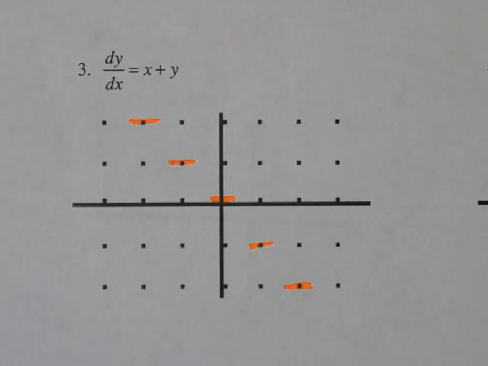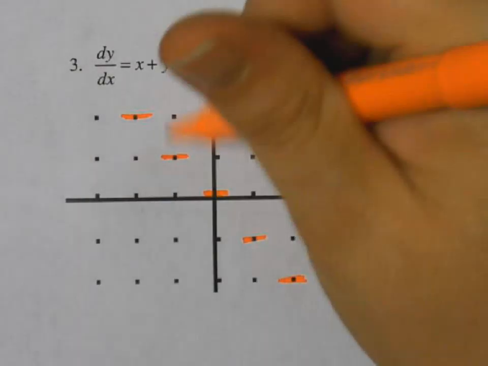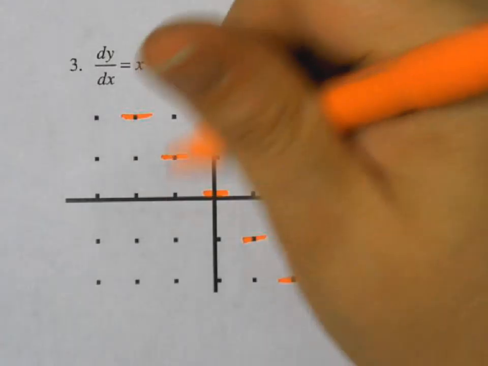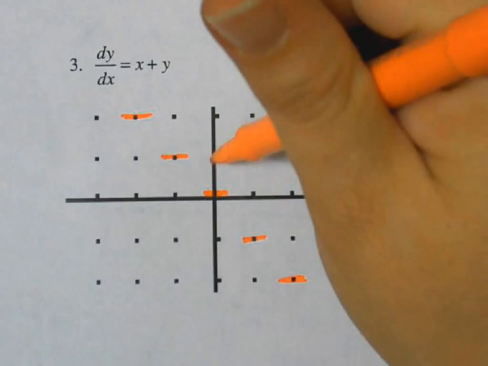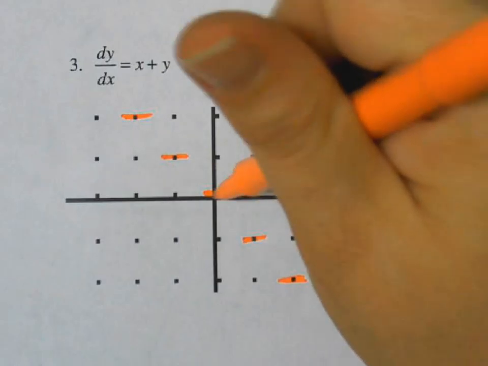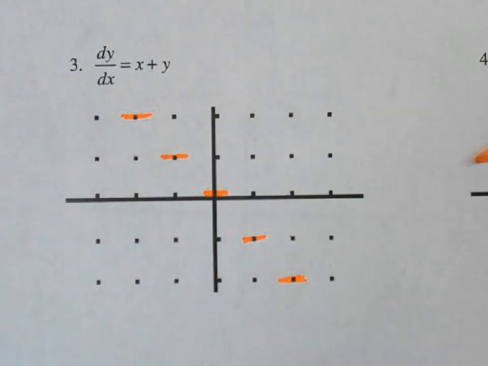But that's all you're doing. It's just drawing in the slope field so that you can get an idea of what the solution curves would look like, what the solution to this differential equation would be. And the solution is just a function that has this as its derivative. All right. So I will post answers to that in just a second.